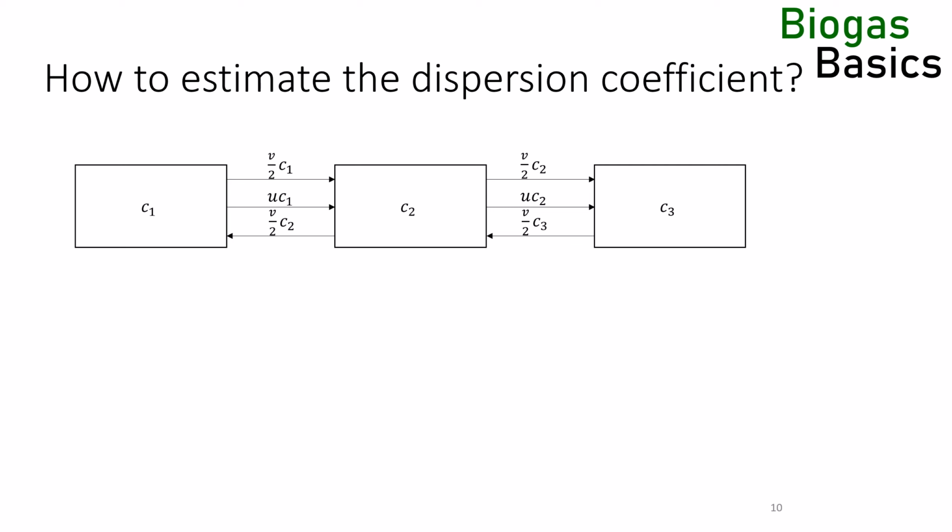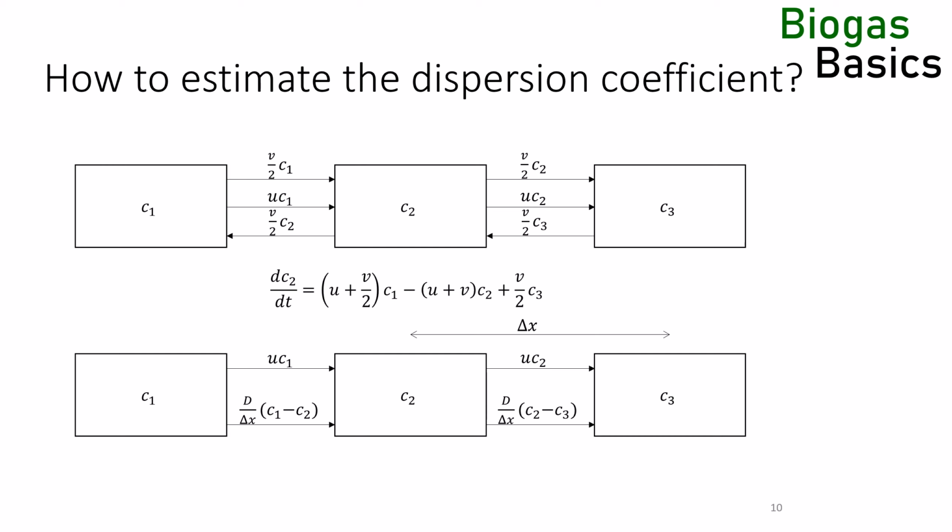The balance equation for the second section is dC2 over dt equals (U plus 1/2 V) times C1 minus (U plus V) times C2 plus 1/2 V times C3. Now let's model the same system, but instead of the forced random walk, we use Fick's law to describe the transport due to the concentration gradient.